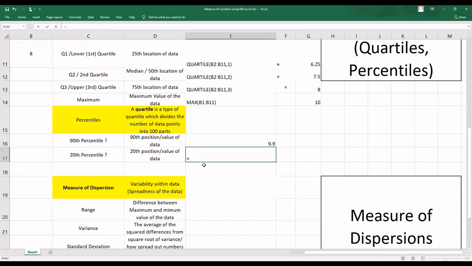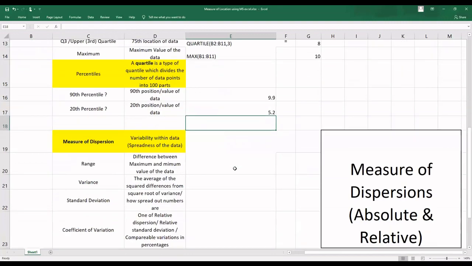If you want to find the 20th percentile using the same data, B1 colon B11, comma, then just 0.2. 0.2 means 20th percentile. You will get the answer 5.2.